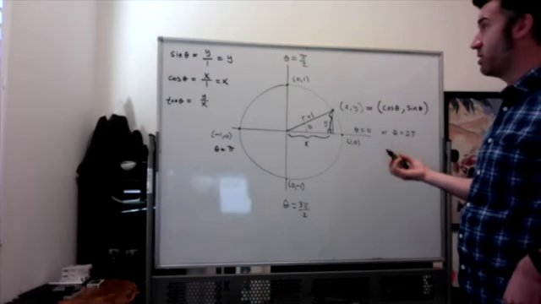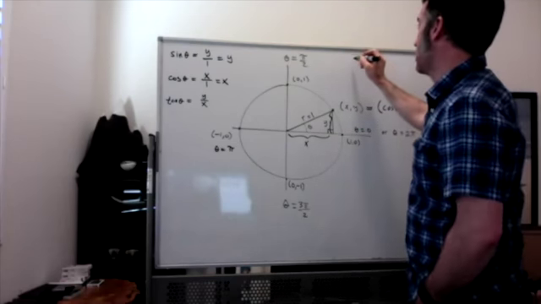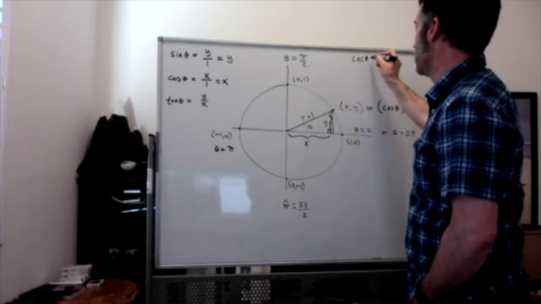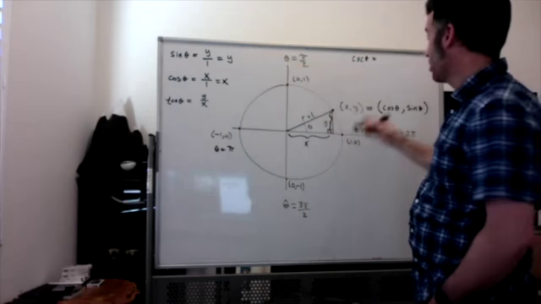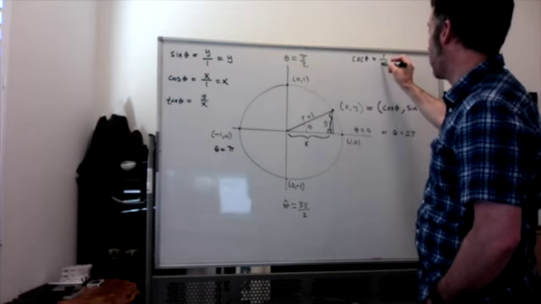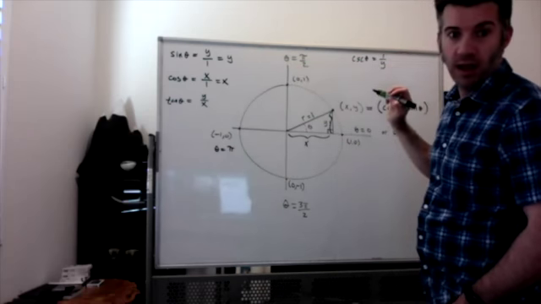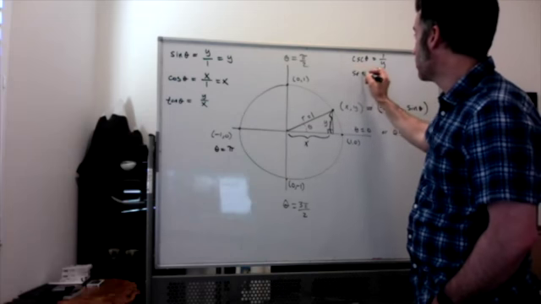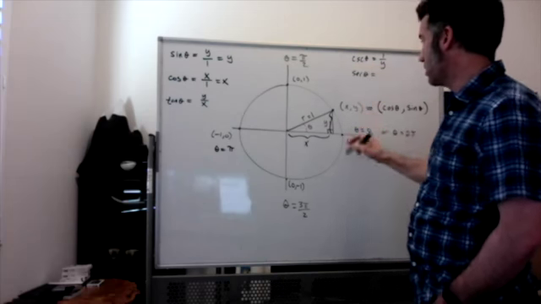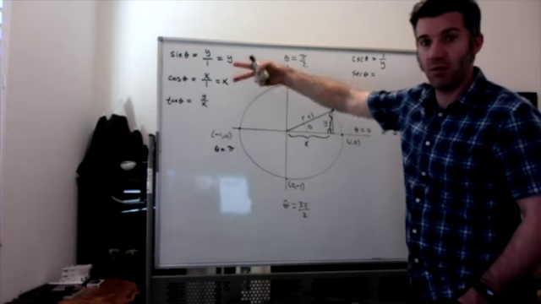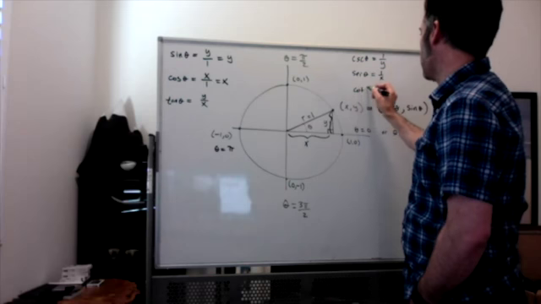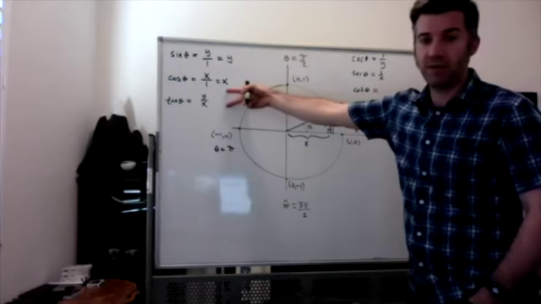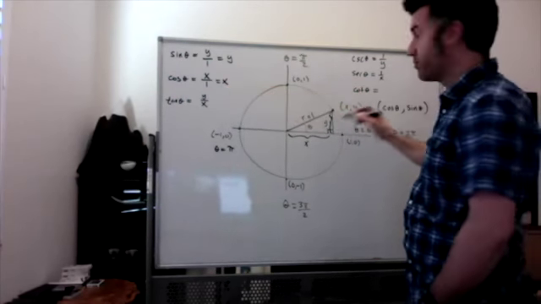We also have the reciprocal functions. Cosecant of theta is 1 over sine, so cosecant is just going to be 1 over y. Secant of theta is the reciprocal of cosine, which is 1 over x. And cotangent of theta is the reciprocal of tangent, which is x over y.